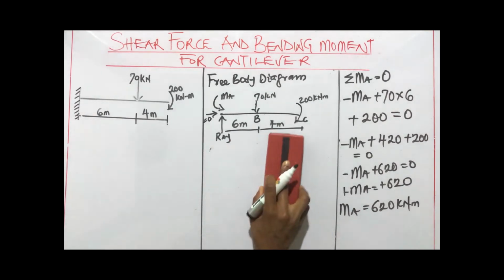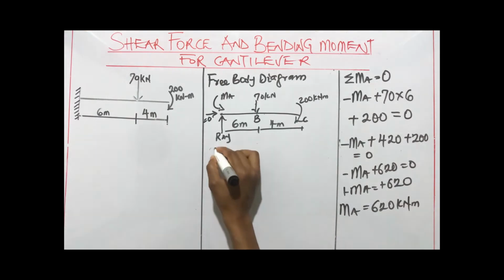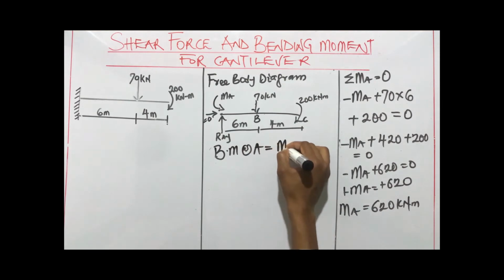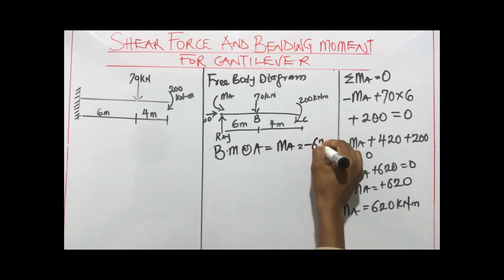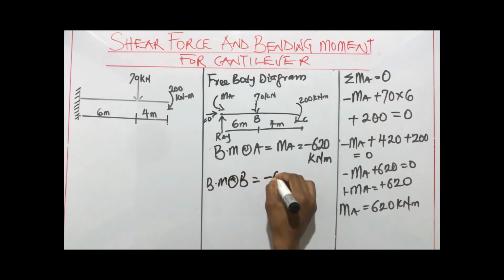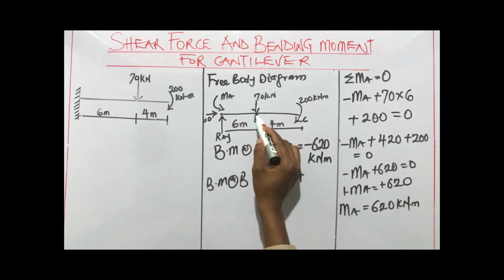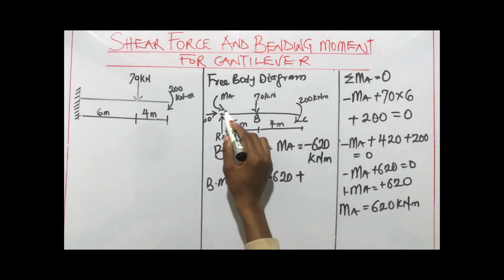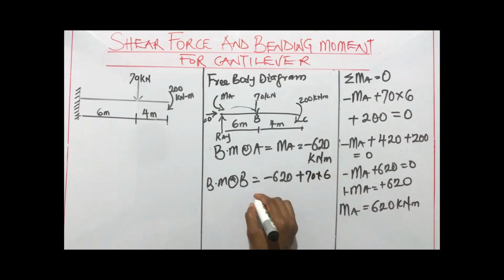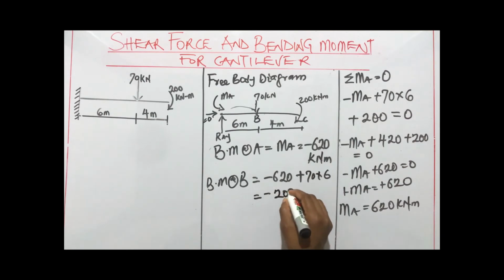So we move on to finding the bending moment. Bending moment at A is equal to MA, which is equal to minus 620 kilonewton meter. Then, bending moment at B is equal to minus 620 plus, now we can add the RA to it. RA is 70, and the distance from A to B is 6. So we have plus 70 times 6, which gives us minus 200 kilonewton meter for the bending moment at B.